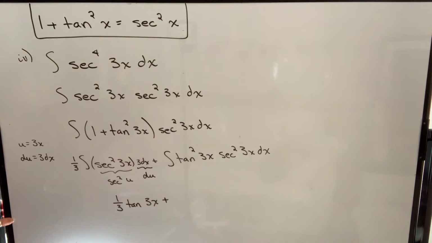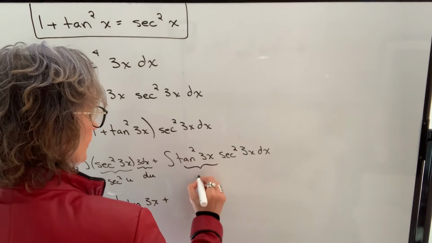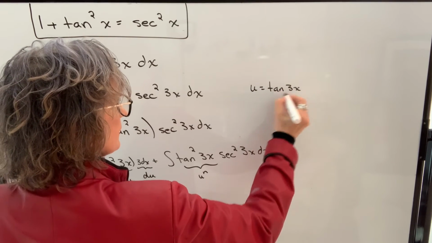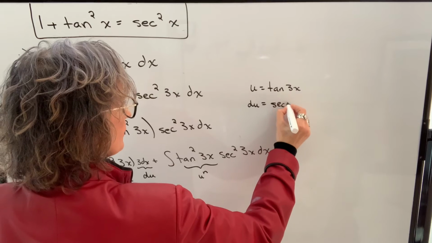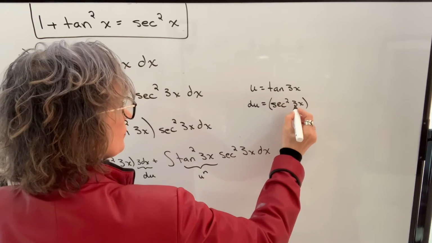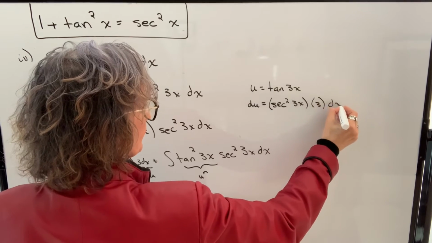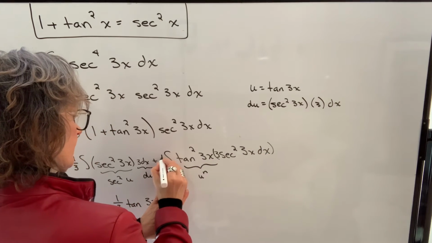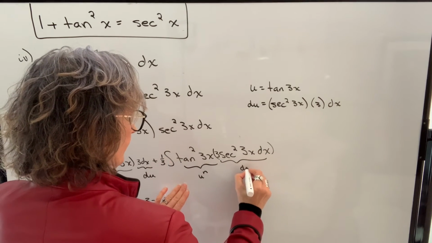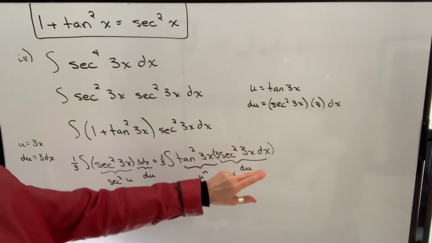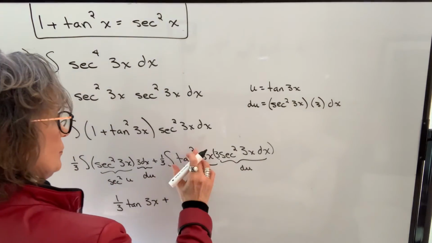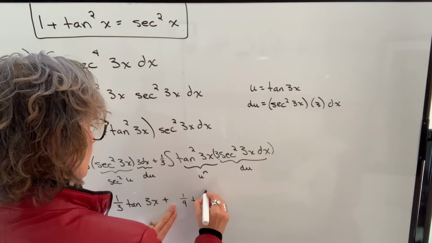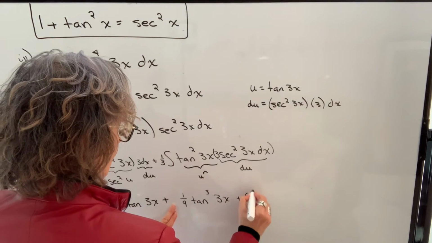The next term is of the pattern u to the n, where u is the tangent of 3x. So the du factor is secant squared 3x times the derivative of 3x, which is 3. So I need a factor of 3 here, so I divide by 3 again. Now it fits the pattern, the integral of u to the n du. So I use my general power formula where n is 2. So it will be 1/3 times 1/3, which is 1/9, tangent to the n plus 1. And then we can add our constant of integration.